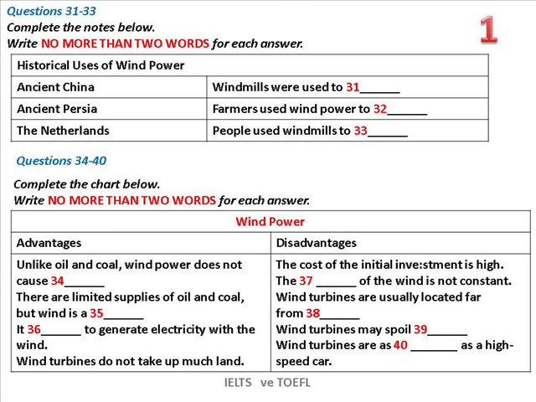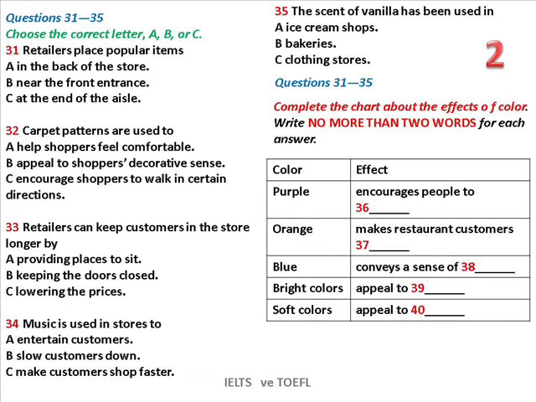That is the end of Section 4. You now have half a minute to check your answers. Section 4. You will hear a lecture about customer psychology. First, you have some time to look at questions 31 to 35 on page 47. Now listen carefully and answer questions 31 to 35.